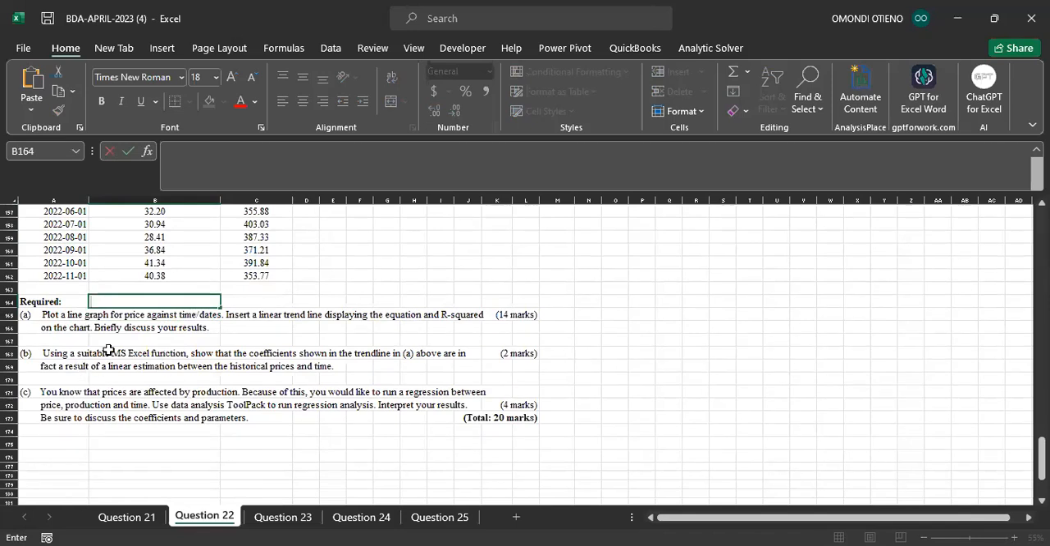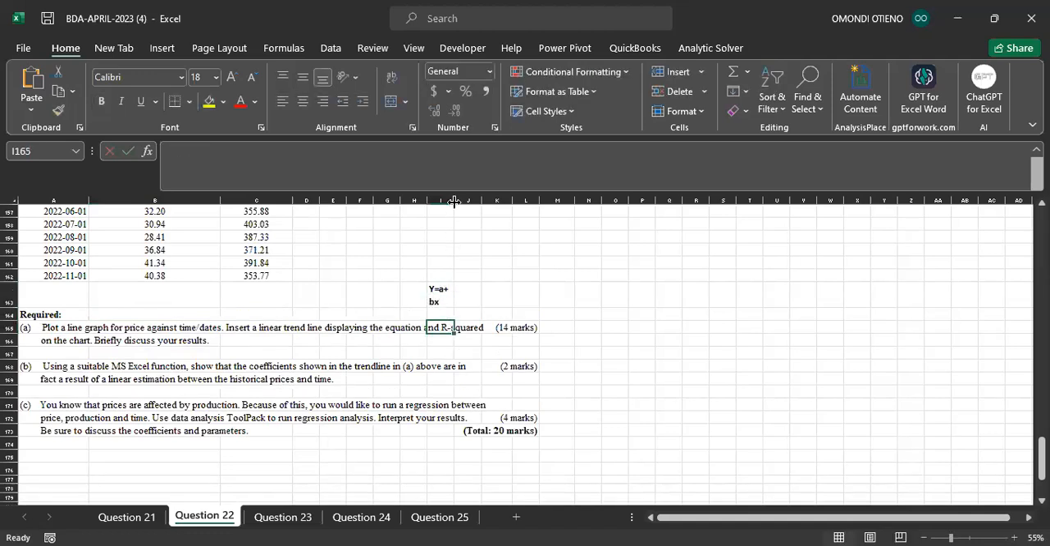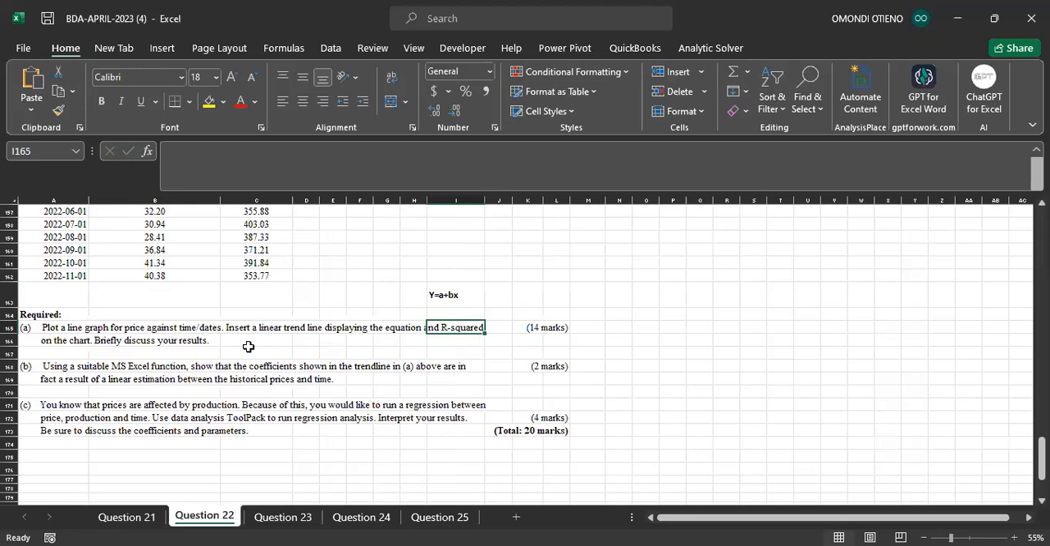Then using a suitable Microsoft Excel function, show that the coefficients shown in the trend line in A above are in fact a result of a linear estimation between the historical prices and time. They basically want you to give us a cost function in the form of y equals A plus bx. That's what they want you to do.